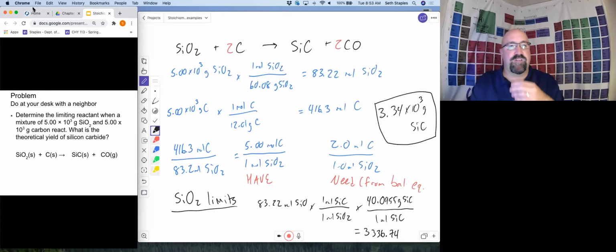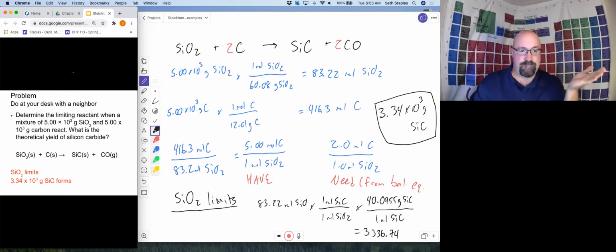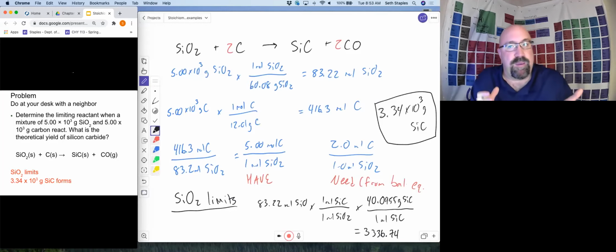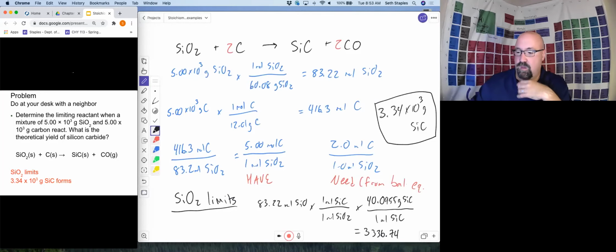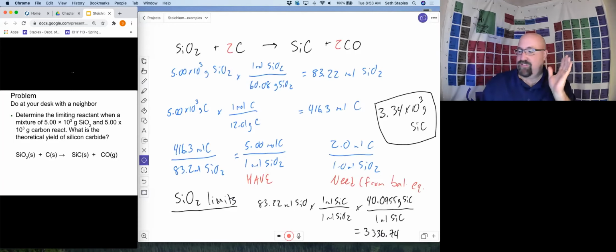Let's see if that matches up with what we had to begin with. Sure enough, 3.34 times 10 to the 3rd grams of silicon carbide. So again, we're comparing our molar ratios of what we actually have to start compared to what we actually need, which we get from our balanced chemical equation. Now let's approach this problem in a different way. Same exact problem, but let's now take the approach that Chem 101 has you using for a couple of these problems, to put this into a table form.